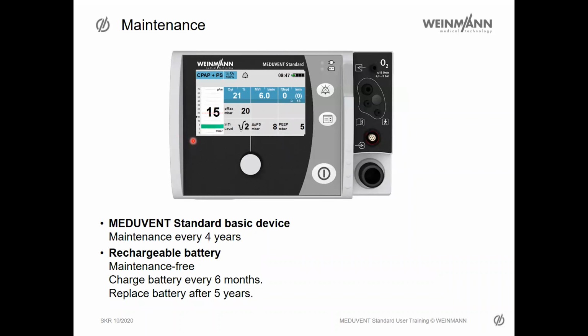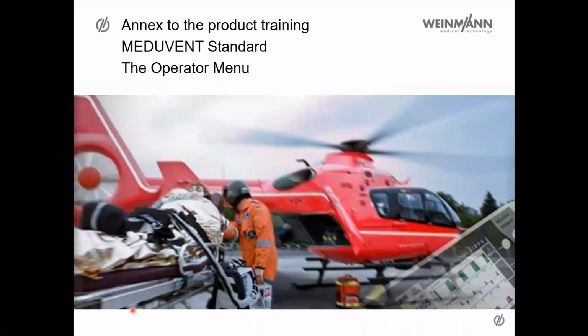Maintenance, we have a maintenance every 4 years with this device. Normally we have 2 years of maintenance for ventilators. With the MEDUVENT Standard we have 4 years. We have this rechargeable battery. This is maintenance free, but when the device is not on a power source, the battery has to be charged every 6 months. And after 5 years, the battery has to be replaced with a new one.